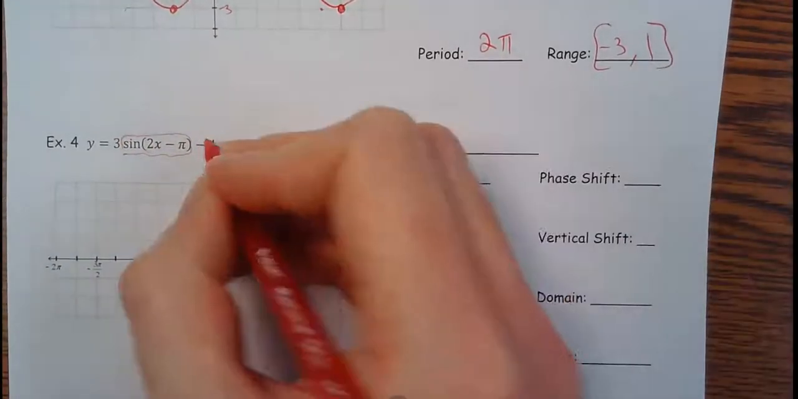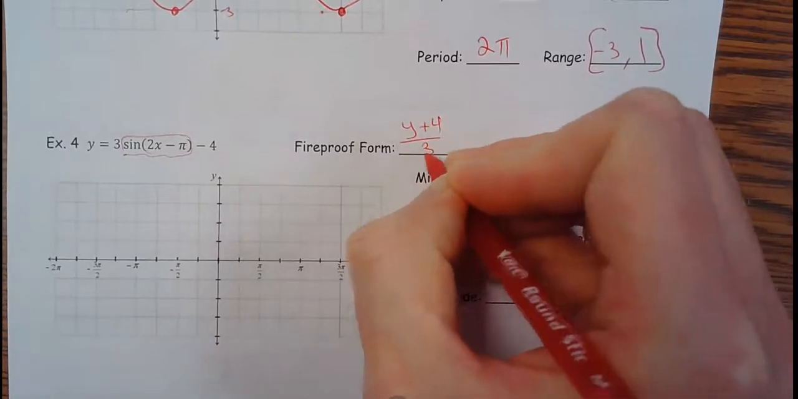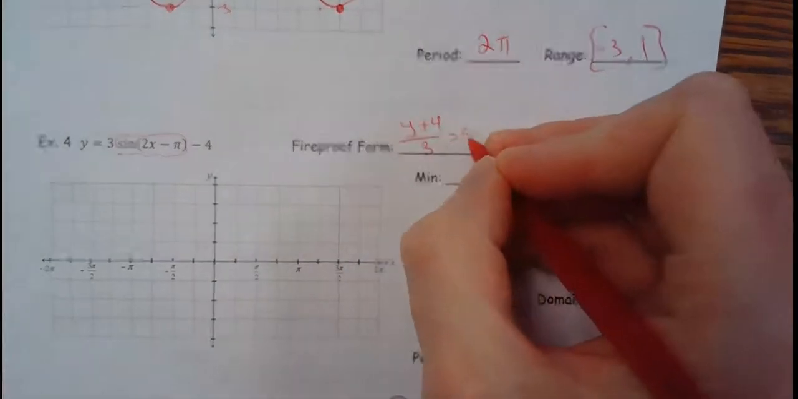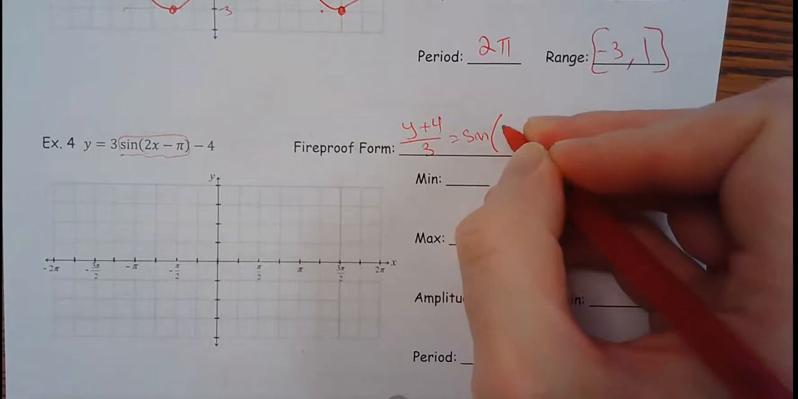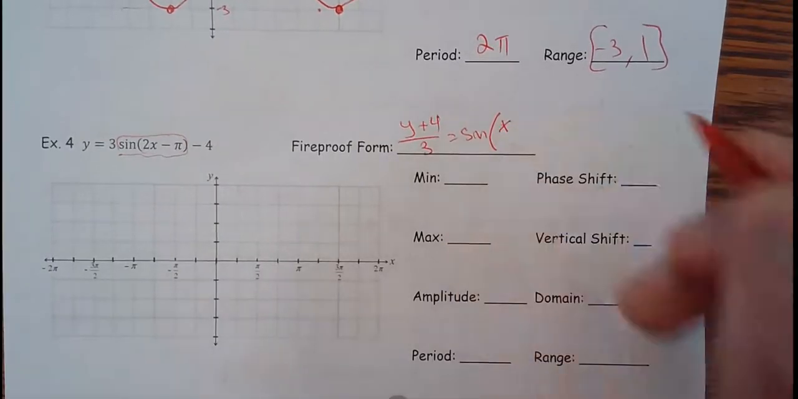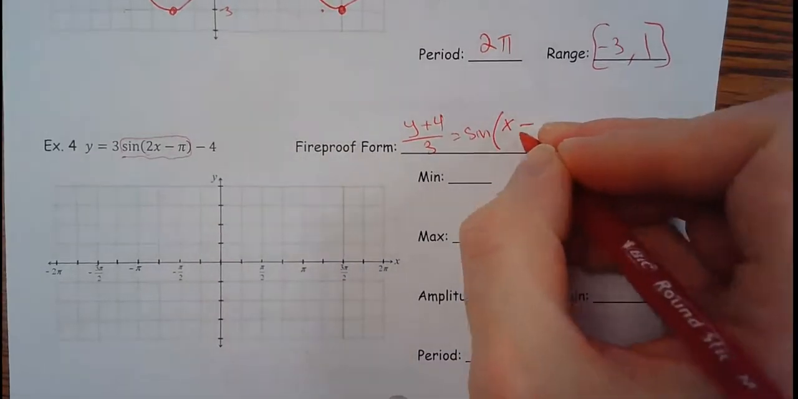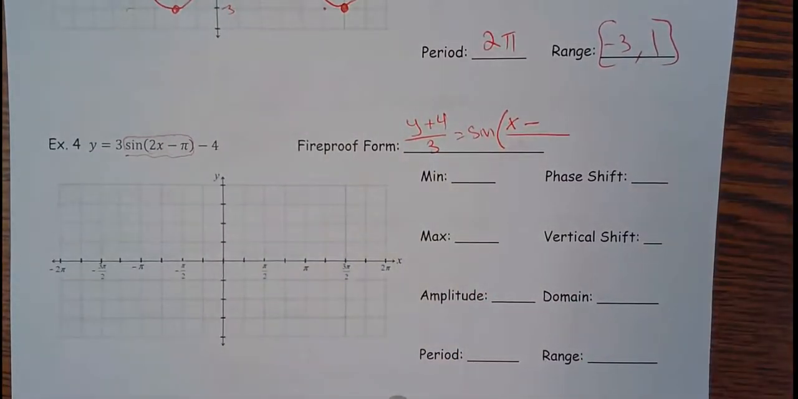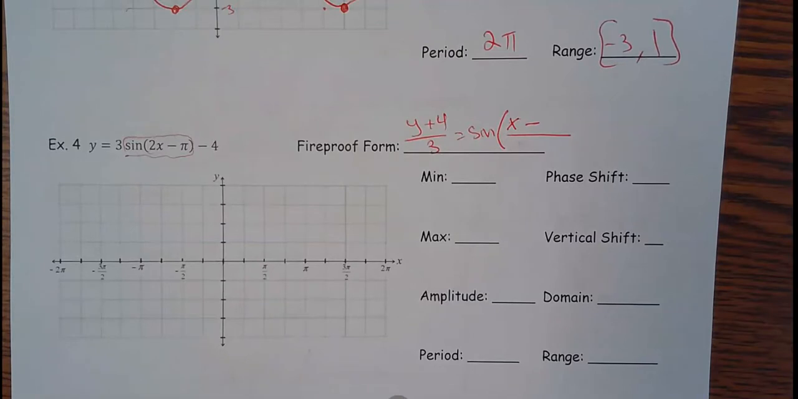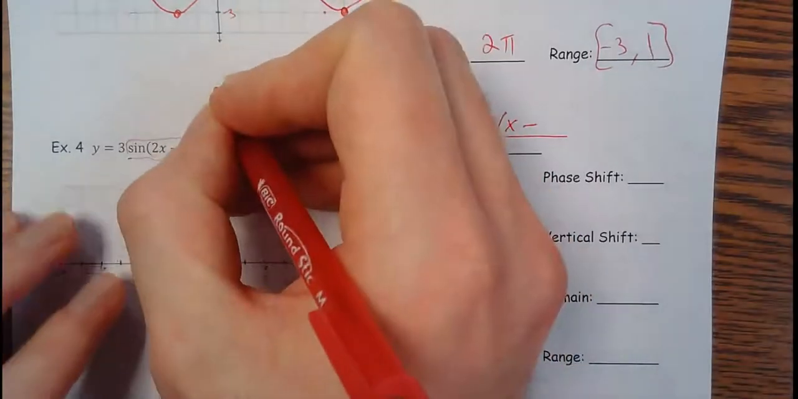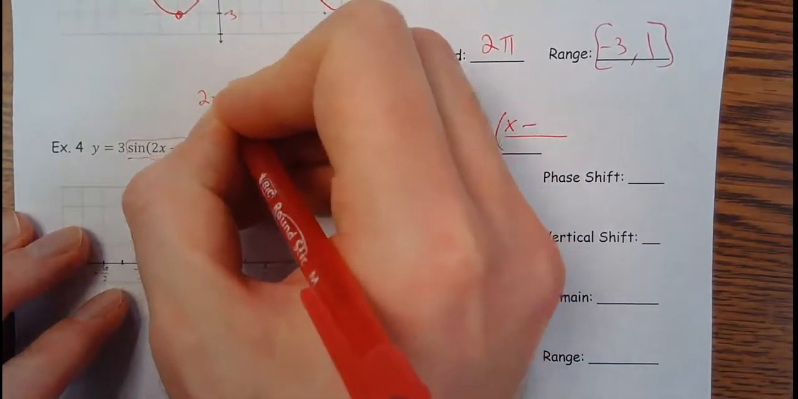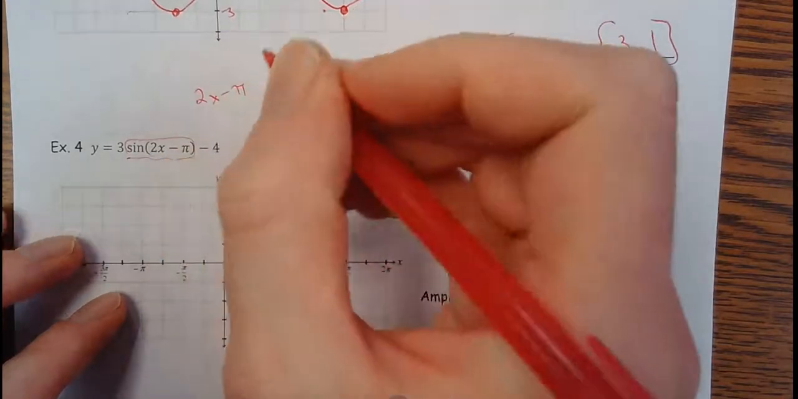So I'm going to have y plus 4 divided by 3, and that's going to equal sine. And I want this to be just x. Okay? I want that to just be x minus something. So I might have to divide. Now, in order for that to be a 1, it's kind of a weird way of thinking here. So I have 2x minus pi.